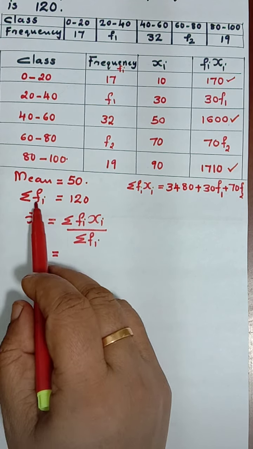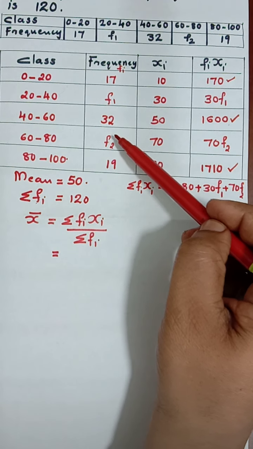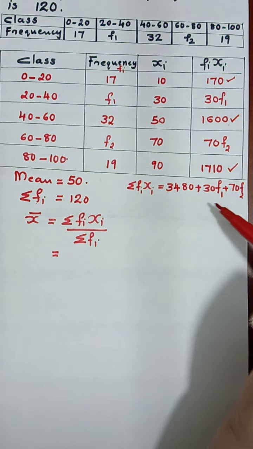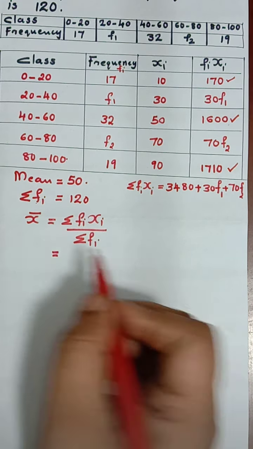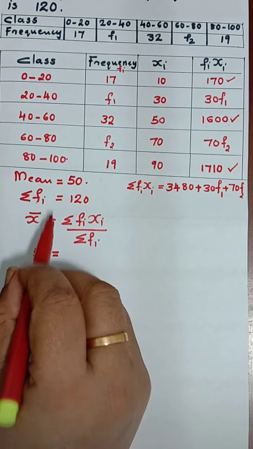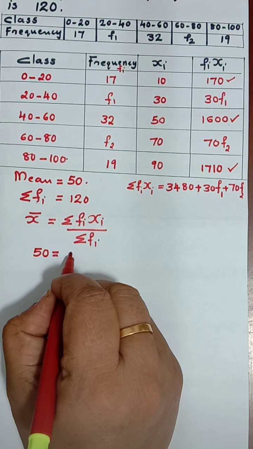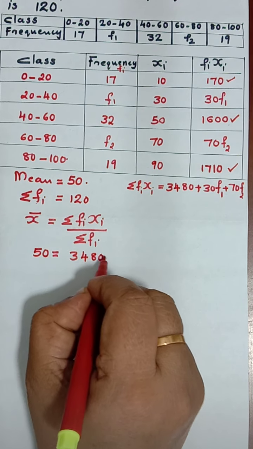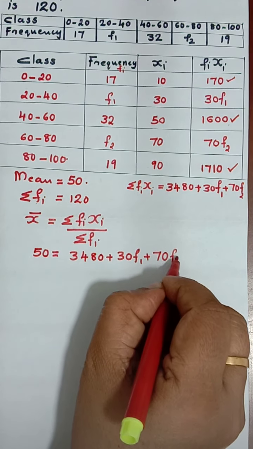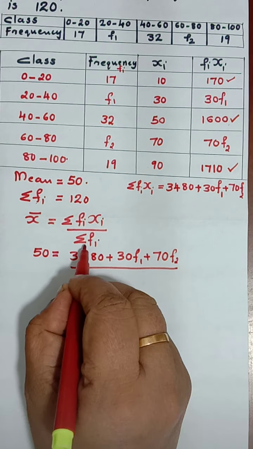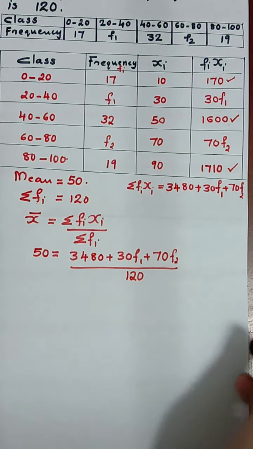Divide by sigma Fi directly, the number is given. Don't show the addition like 17 plus F1 plus 32 plus F2 plus 19. Don't take that here. You have to take sigma Fi as 120 here. So let us substitute. Mean we know it is 50, given to us. Sigma Fi Xi we have found out now. It is 3480 plus 30 F1 plus 70 F2, whole divided by sigma Fi, that's 120.